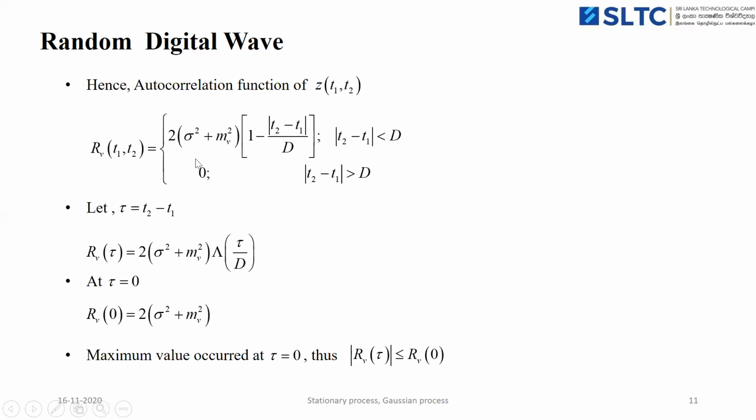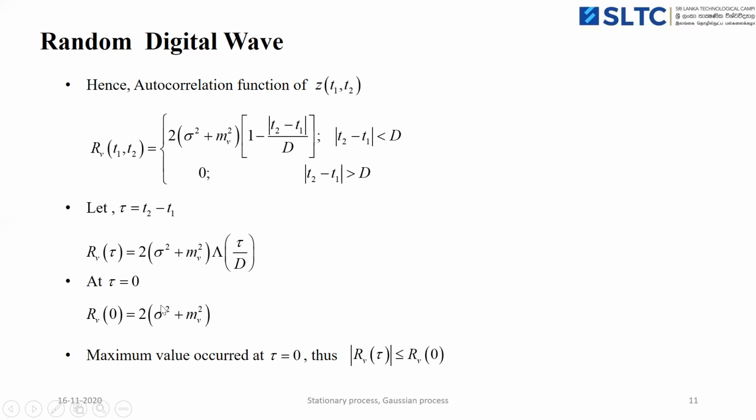Therefore, the autocorrelation function of the given random process R_z of t1, t2 equals 2 into sigma square plus m_v squared into 1 minus the magnitude of t2 minus t1 by d, if t2 minus t1 is less than d, same as in the previous example, the random digital wave, and 0 if t2 minus t1 is greater than d. And again, we can replace that time difference t2 minus t1 by tau. So we get the autocorrelation function R_z of tau equal to 2 sigma squared plus m_v squared into that triangle function, that is lambda of tau by d.